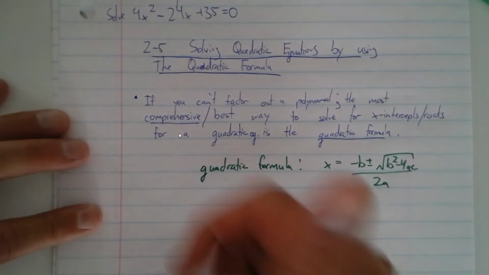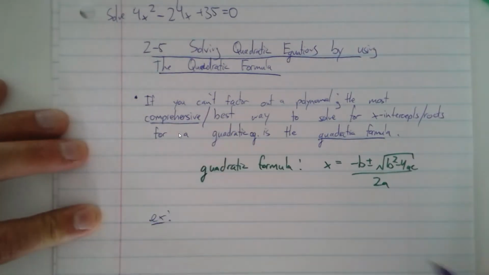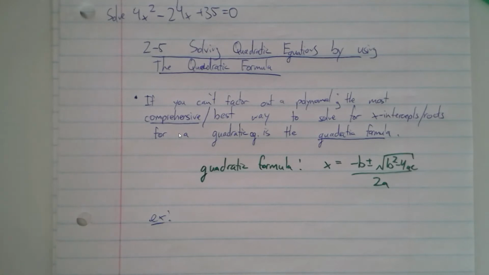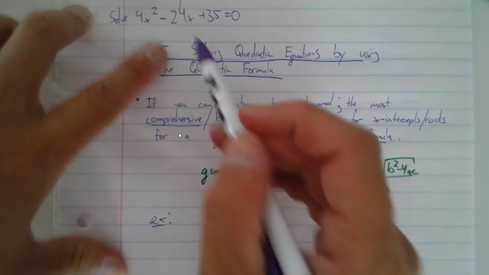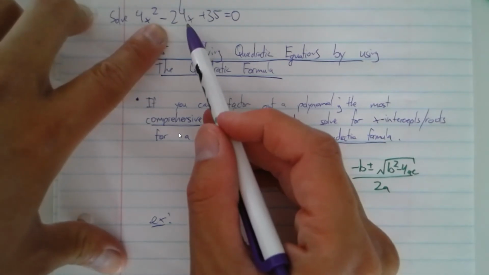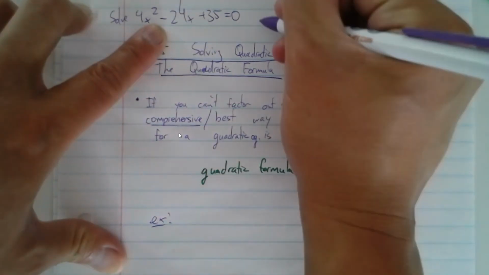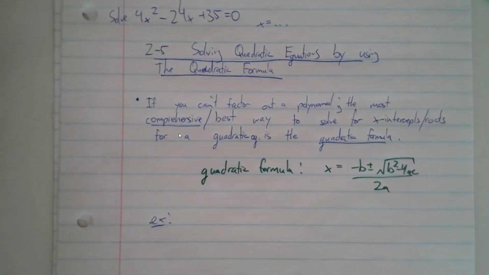Okay, so let's go back to the example problem. So hold on. Wait a minute, guys, okay? So the quadratic formula, remember, I'm solving for x values. I'm solving for x-intercepts. I'm solving for roots. I'm solving for what x is equal to. I don't know what x is equal to.